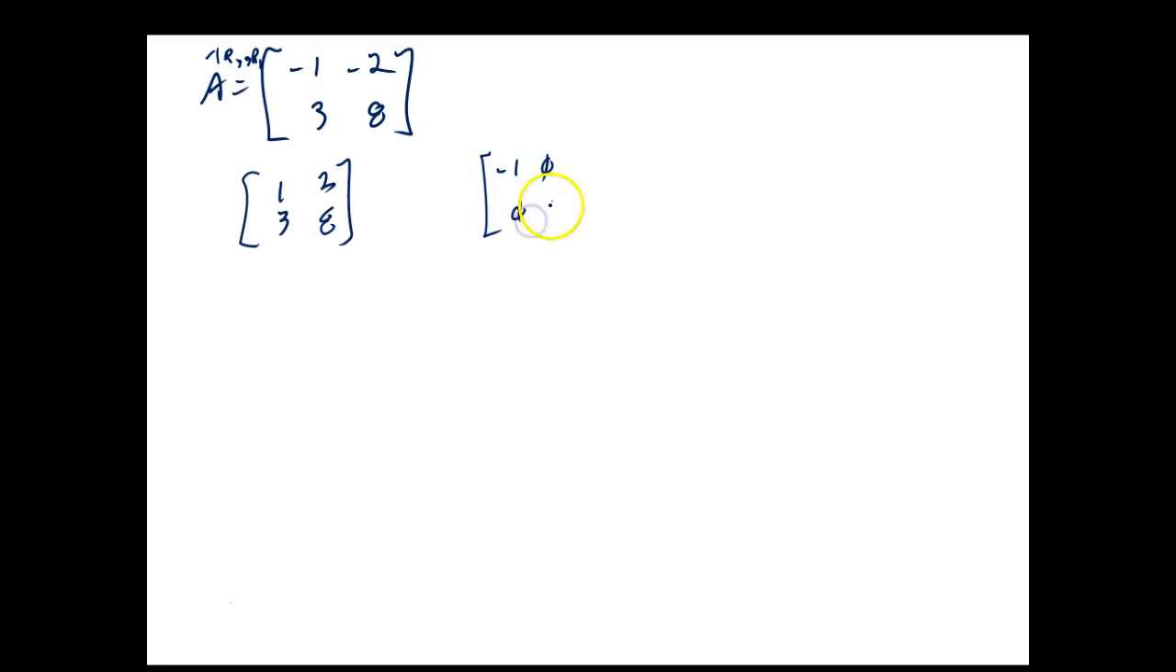Exactly. And while we're doing that, why don't we figure out what its inverse is? This would be E1, and this will be E1 inverse. It would be -1, 0, 0, 1.